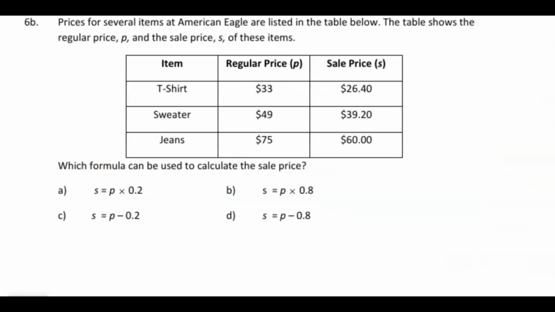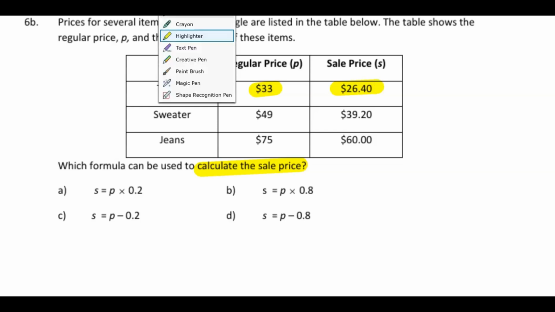Question 6b. Prices for several items at American Eagle are listed in the table below. The table shows the regular price P and the sales price S of these items. Which formula can be used to calculate the sale price? So let's just highlight two main things. We want to calculate our sale price, and for instance in the first situation it's $33 and it dropped to a sale price of $26.40. So let's just keep that in mind.